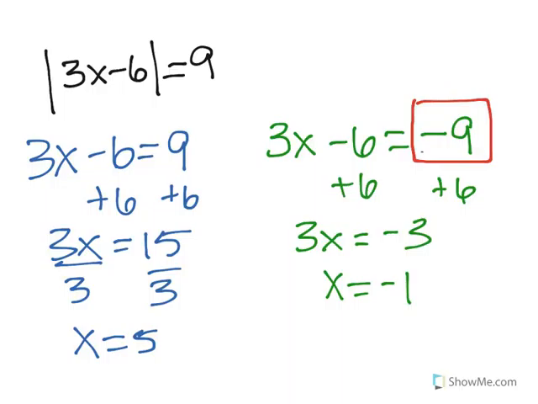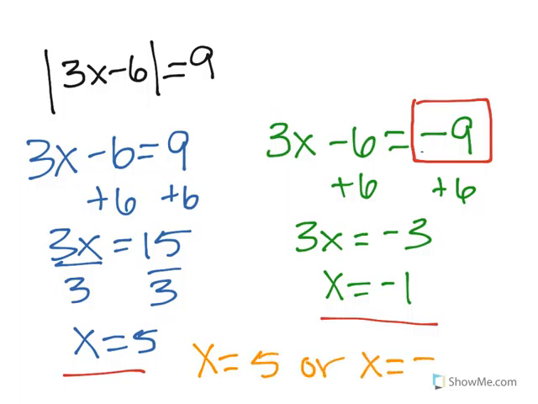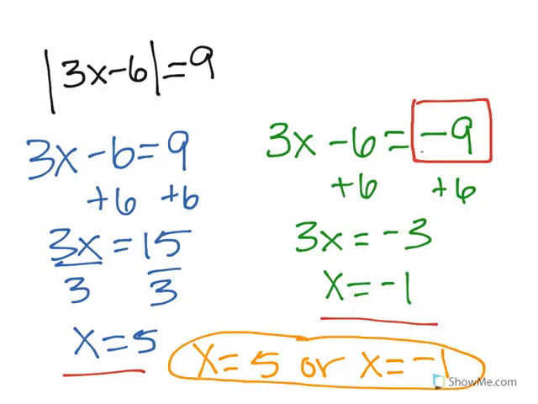So here we have two answers. We have x equals 5 and x equals -1. The correct way to represent your answer is to say that x equals 5 or x equals -1. Okay, that is not an "and" situation. Both of those numbers won't work in every single case. It's either 5 or it's -1.